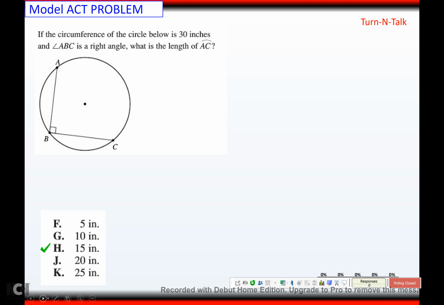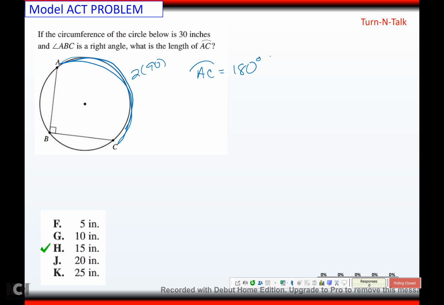So it says if the circumference of the circle below is 30 inches and angle ABC is a right angle, what is the length of arc AC? Well, we know if you have an inscribed angle, the arc is twice the angle. So arc AC would be 180 degrees. Well, how are they getting 15 inches out of 180 degrees?